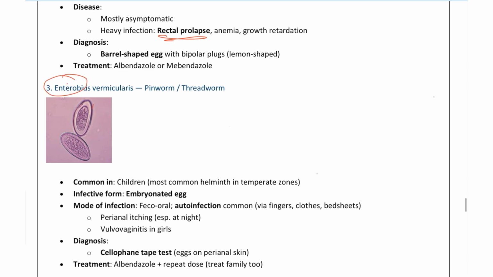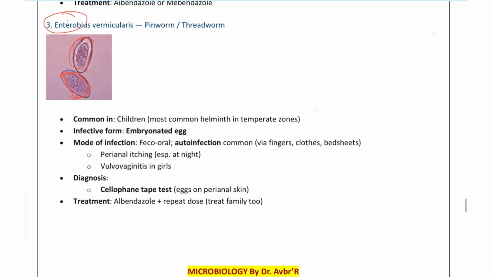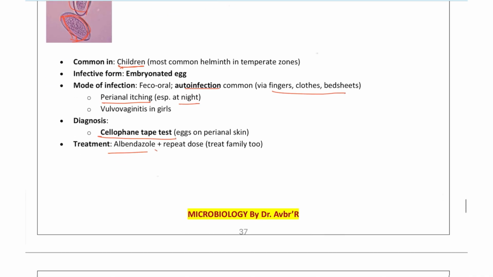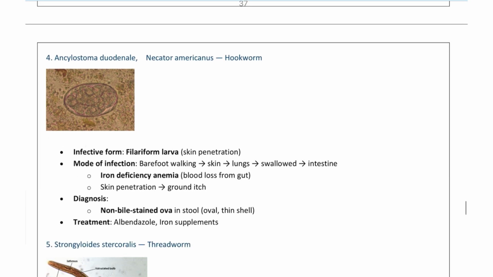Enterobius vermicularis, D-shaped eggs, okay, D-shaped eggs that you are going to see, commonly seen in children, and auto-infection is seen, with perianal itching, especially at night, and in the family members also you are going to see it. The cellophane tape test is commonly done for this patient. Again, albendazole is the common drug of choice.